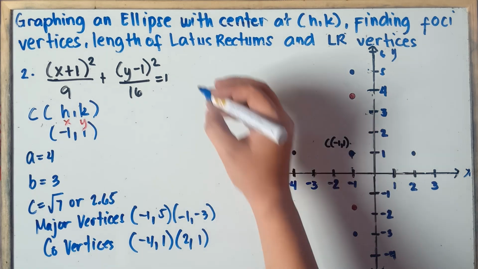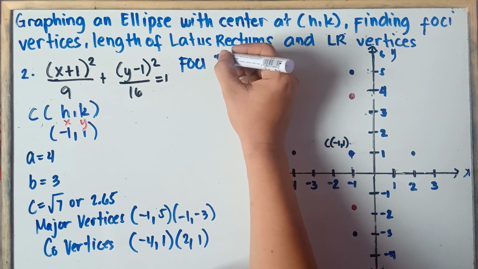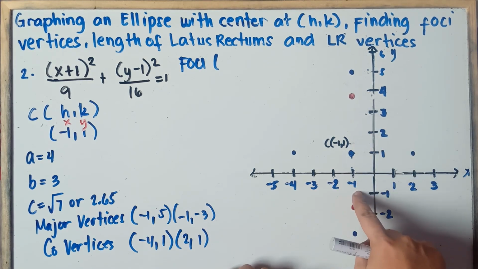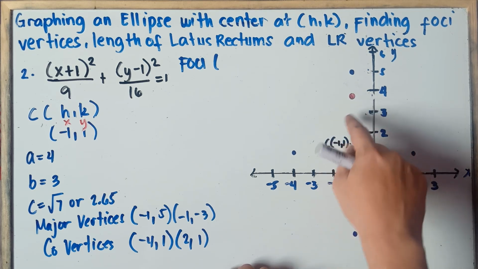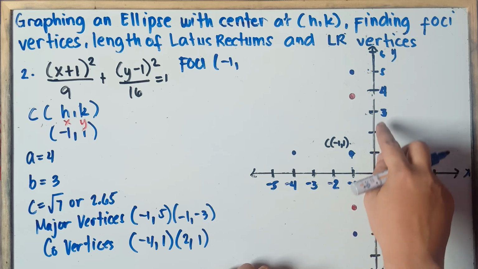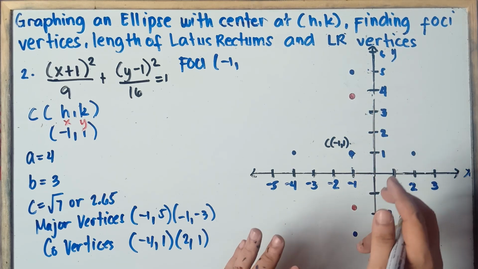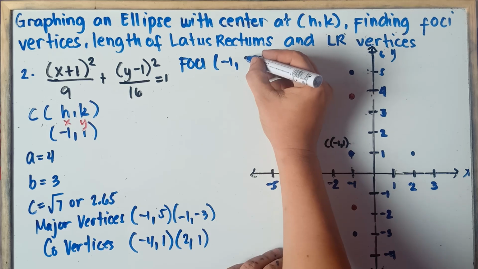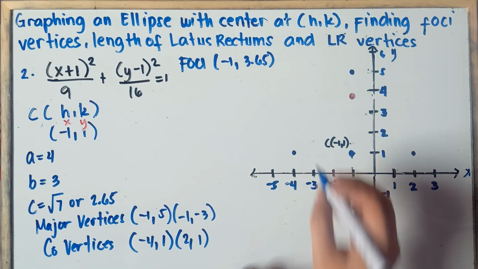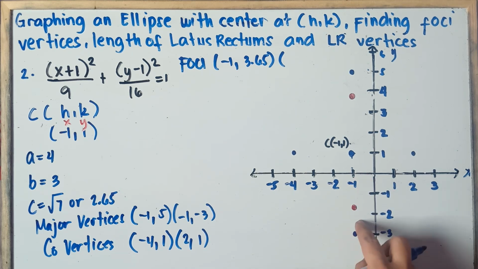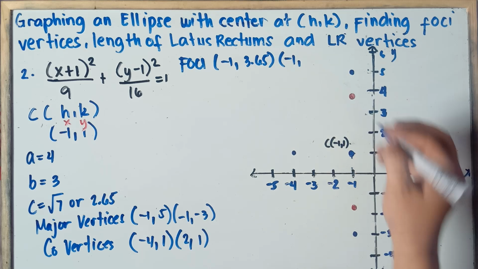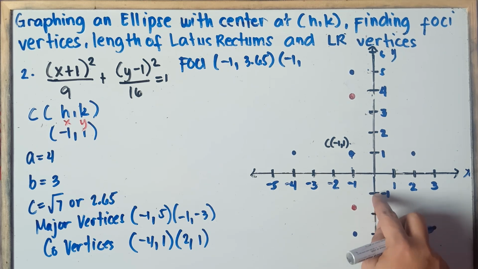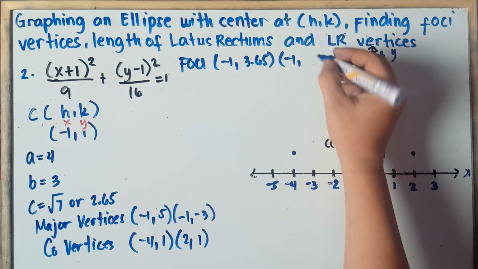Alright, and for the foci vertices, so we have this one. This is for x is -1. So once again, class, ordered pair, it should be x and y. X is -1. And then our y is 3.65. So once again, we moved 2.65 units a while ago. So 1, 2, then 0.65. This will be positive 3.65. And the other one we have, this one is negative 1 and then 1. So we move 2.65 units. 1, then 2.65. So this will be negative 1.65.